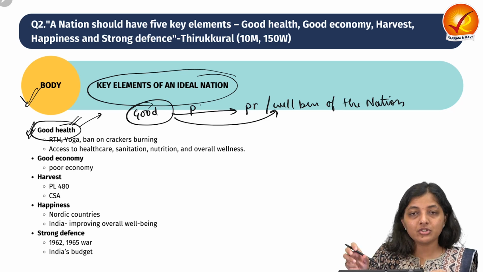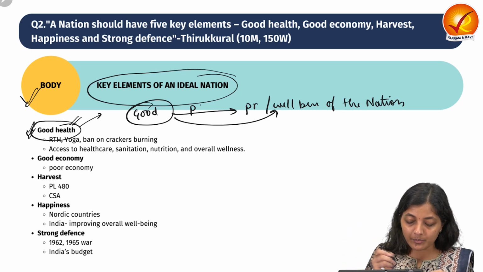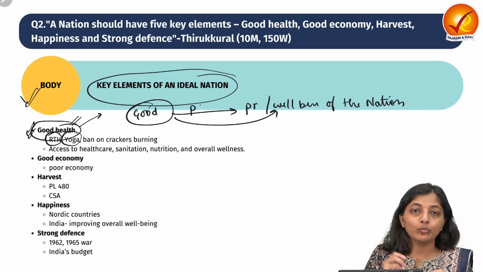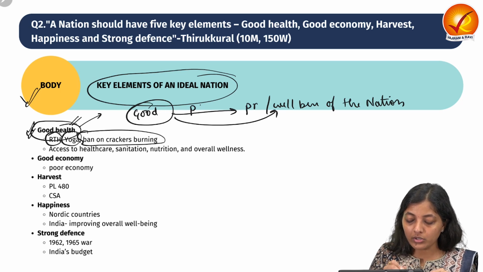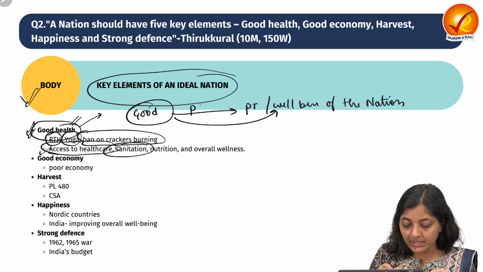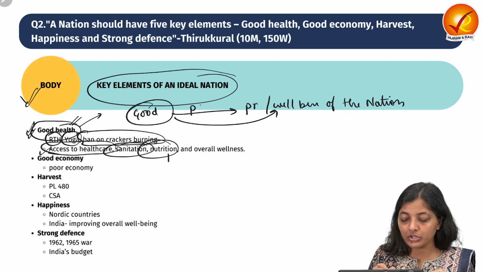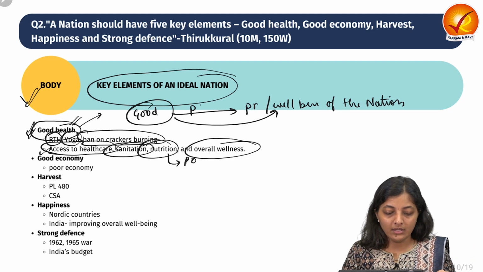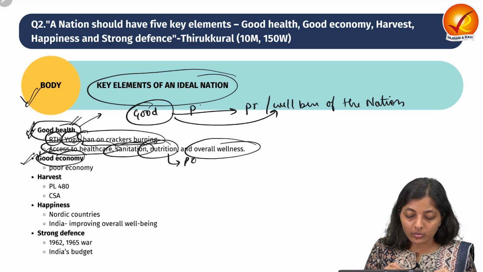Again, this is the substantiation. Now you can give some examples like India is providing the right to health under Article 21. Yoga, India is promoting yoga. Then the Supreme Court's ban on burning crackers. Then access to affordable healthcare, sanitation, Swachh Bharat Mission, nutrition like Poshan Abhiyan, and overall wellness of the nation. Then next is the good economy.